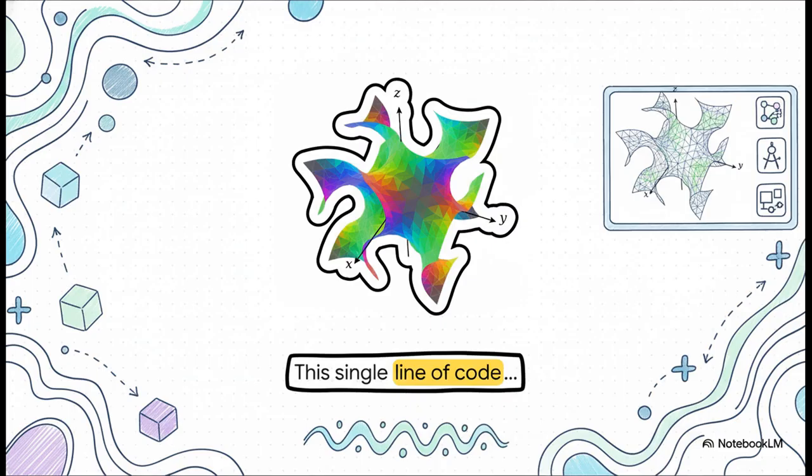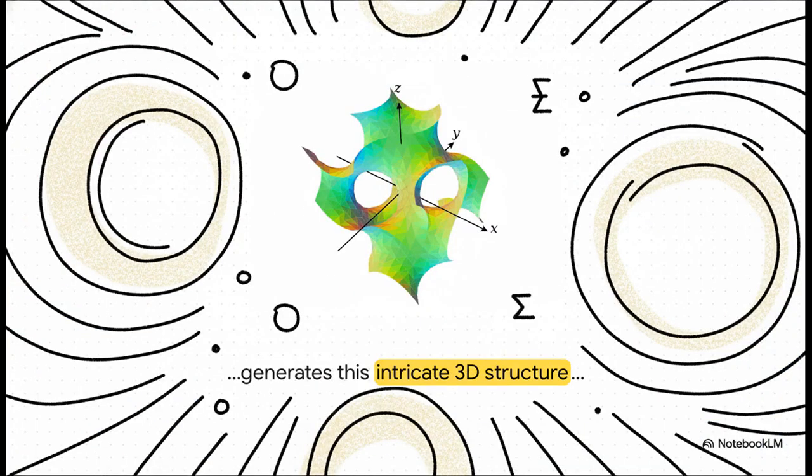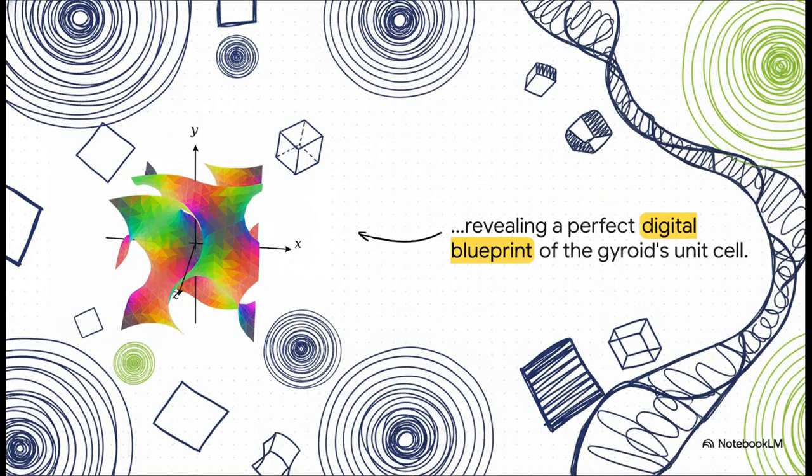Well, when you feed that equation into a 3D modeling program, it starts testing millions and millions of points in space. And it only plots the ones that make the equation come out to 0. So slowly but surely, out of the void, this unbelievably intricate 3D structure starts to emerge. And it reveals this perfect digital blueprint of the gyroid's basic unit. Every single twist, every tunnel, all of it was just hiding inside that one elegant mathematical statement.